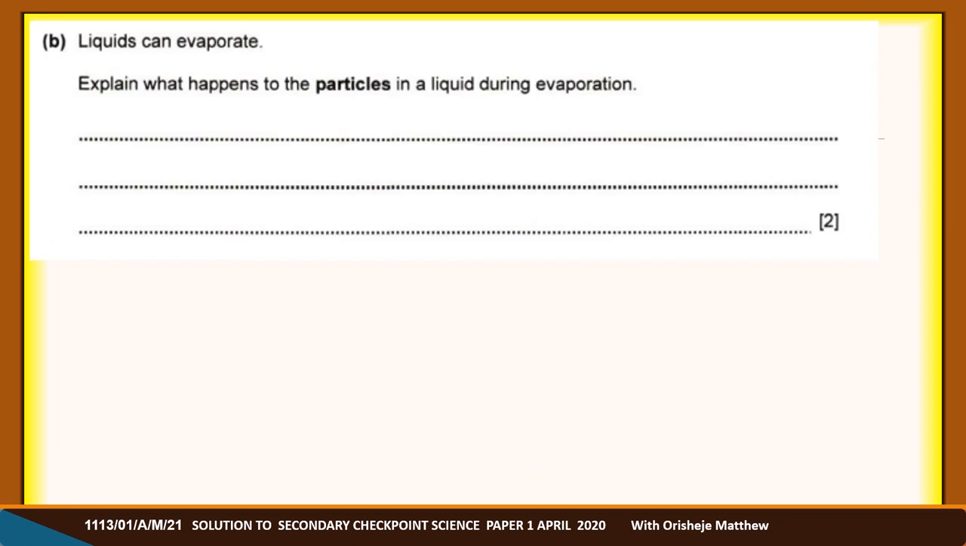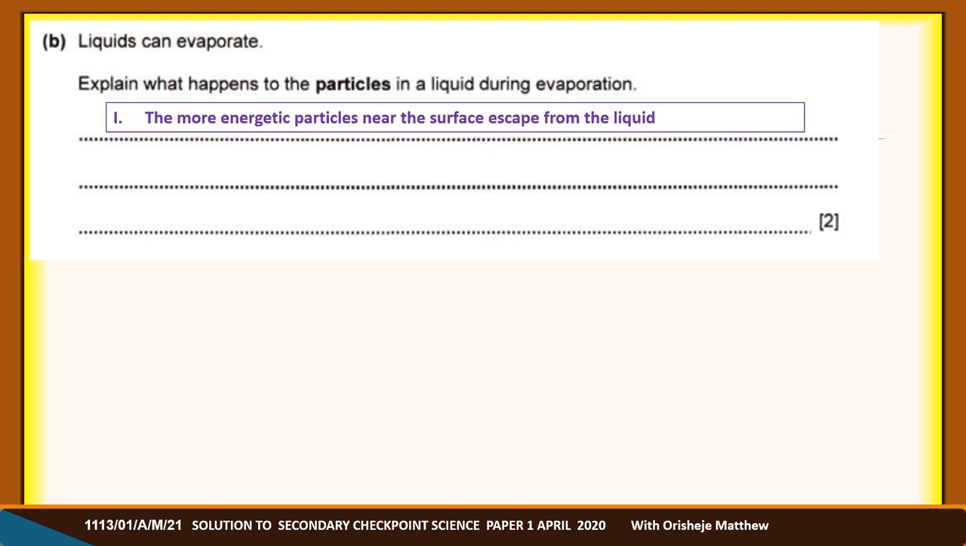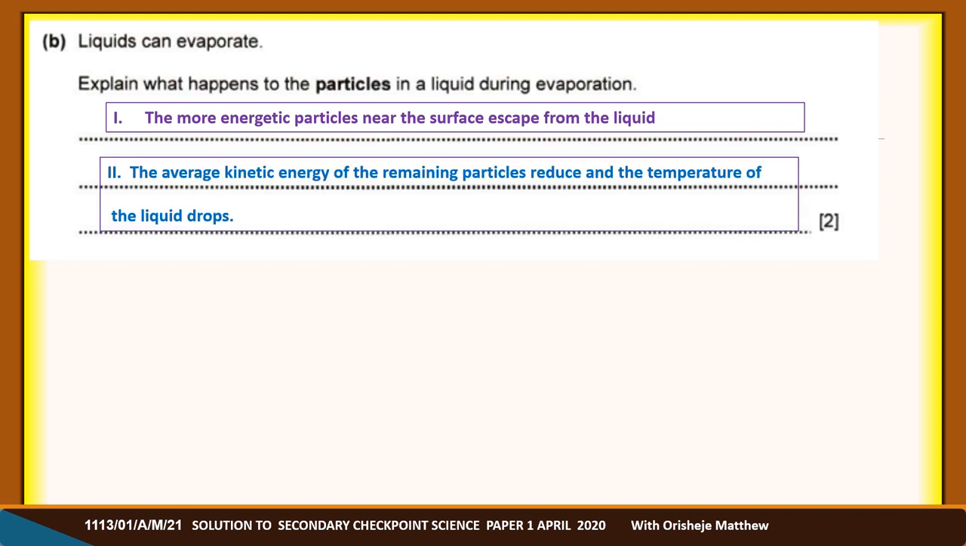Liquid can evaporate. Explain what happened to the particles in a liquid during evaporation. The more energetic particles near the surface escape from the liquid. The average kinetic energy of the remaining particles reduces and the temperature of the liquid drops.